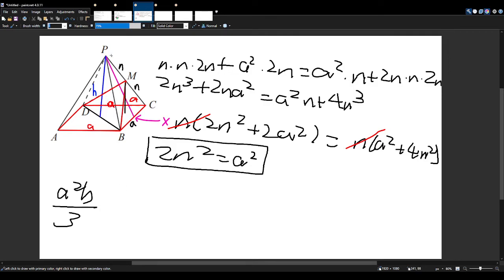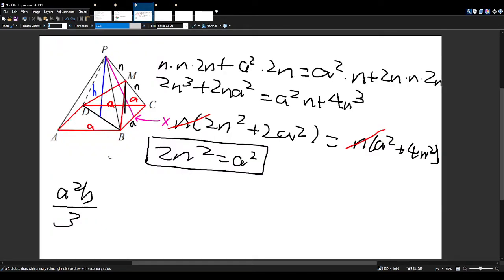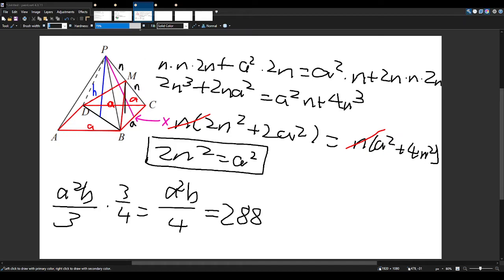And then the problem states that the volume of the remaining solid is 288. So the remaining solid is just 3/4 of the entire volume. So this would just be expressed as the area times the height divided by 4. So this is equal to 288. Right. And then, so let's go on to the next step. And how do we find the height?